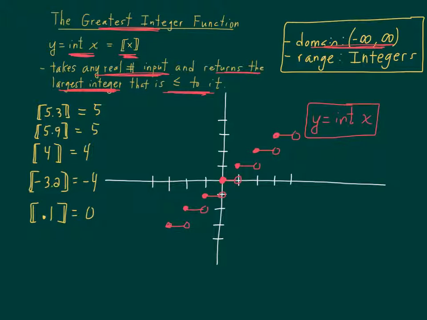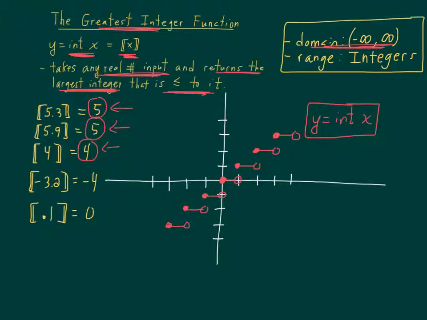If we were to put 5.3 into this greatest integer function, well, the largest integer that is less than or equal to 5.3 would be 5. The largest integer that is less than or equal to 5.9 would also be 5. Okay? 6 would not be the largest integer less than or equal to it. It has to always be less than or equal to it. If we put 4 into this special function, we get 4 because 4 would be the largest one that is less than or equal to it.